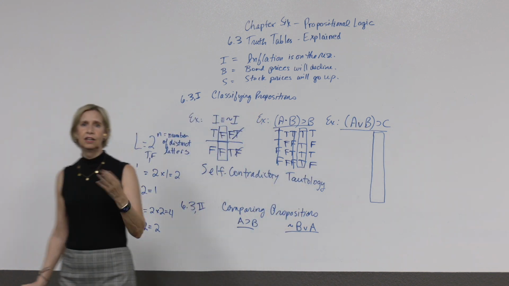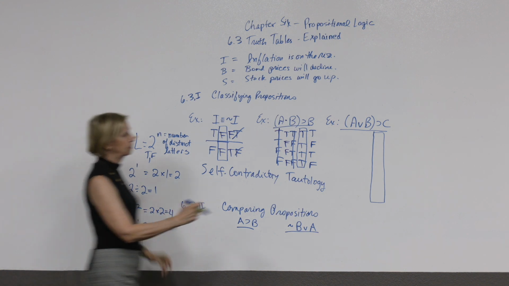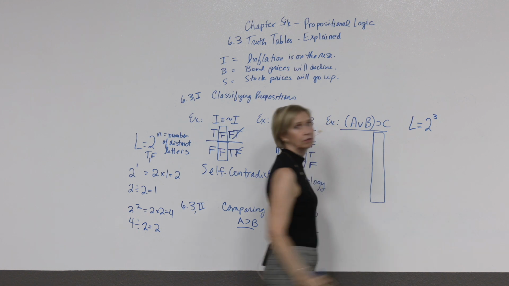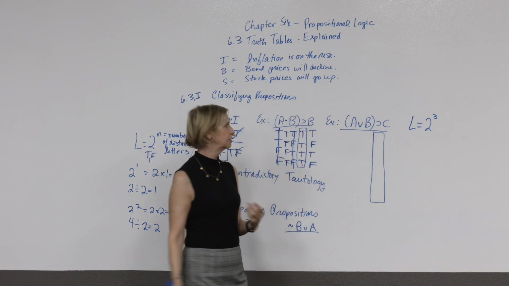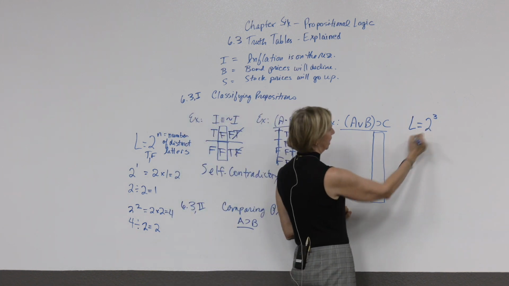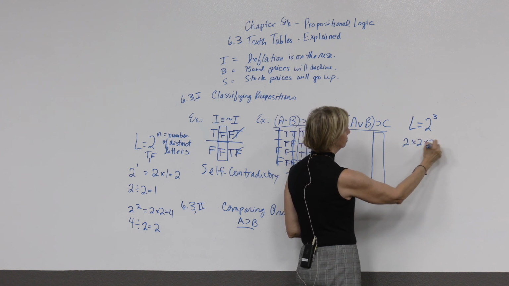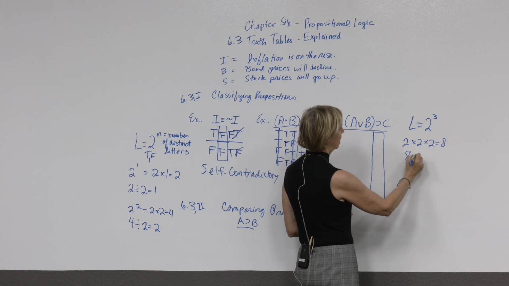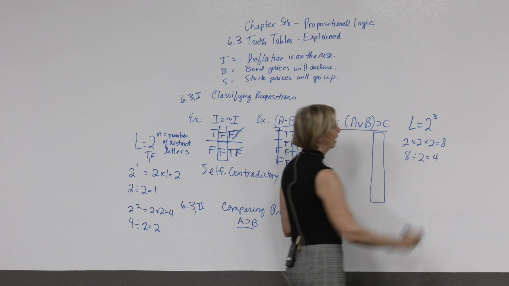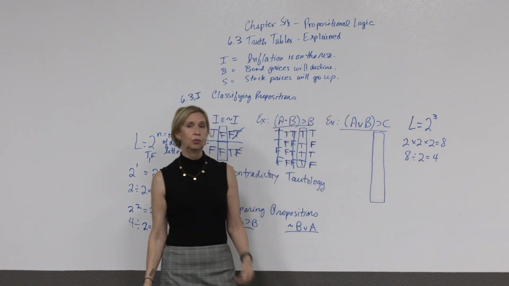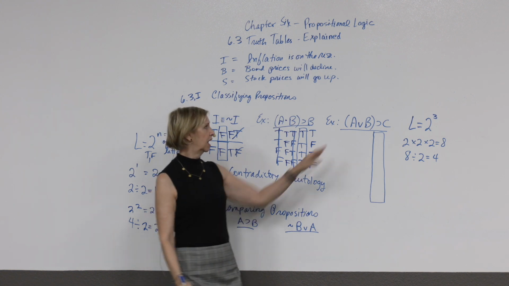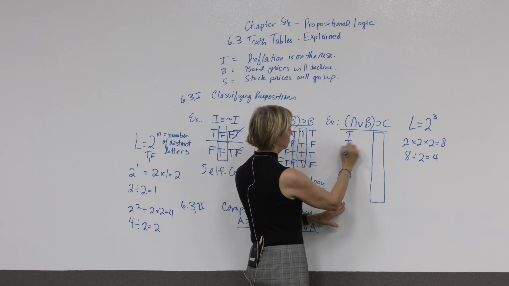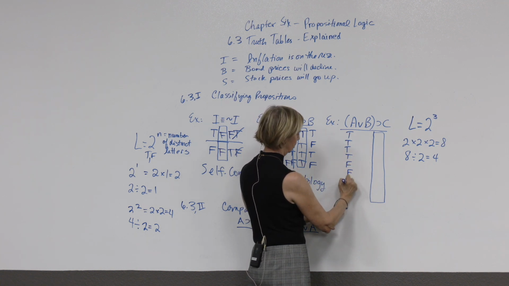Okay? Again, go back to your formula. The number of lines in the table is going to be 2 to the 3rd for 3 distinct sentence letters. So you take 2 times 2 times 2, that's going to be 8, the total lines. Take the total number of lines and divide in half, and you're going to start with 4 true and 4 false under the first letter. Okay? So it would be 4 true, 4 false.